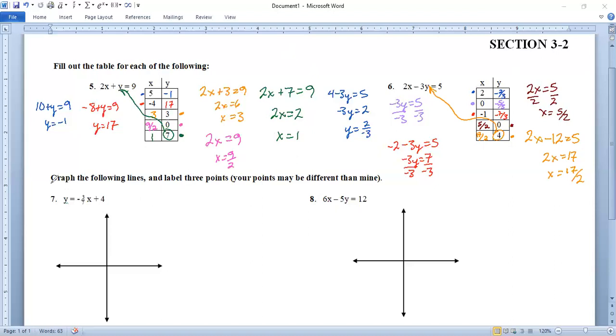All right, number 7. Here it says graph the following lines, and we only need to label 3 points. We can use a little bit bigger marker here.